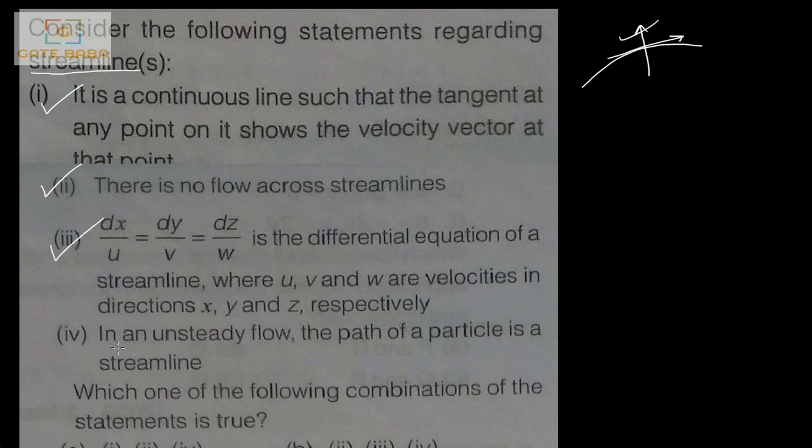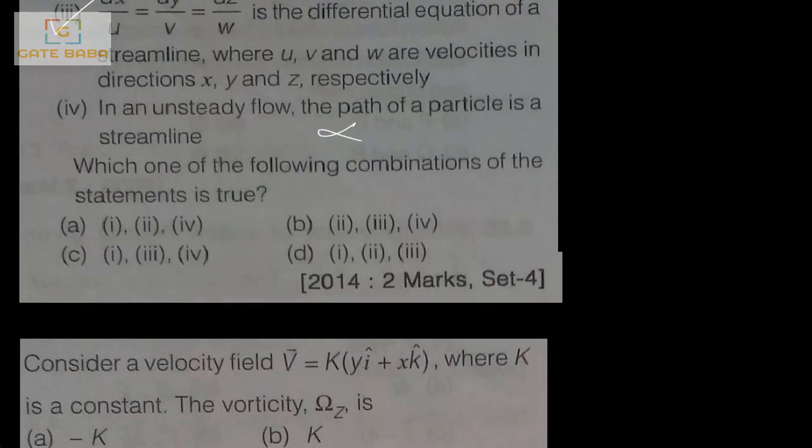Very well. And in an unsteady flow, the path of a particle is a streamline. Wrong. In a steady flow, the path line is a streamline. For steady flow only, the path line, streamline, and streak line will coincide with each other. Otherwise, they never will. So statement 4 is wrong. He just asked to choose the best combination. So 1, 2, 3 are correct. Option D is correct.